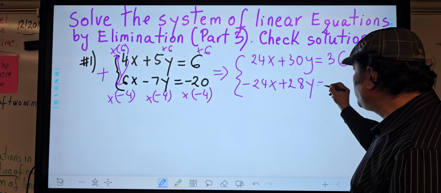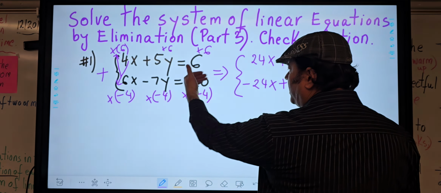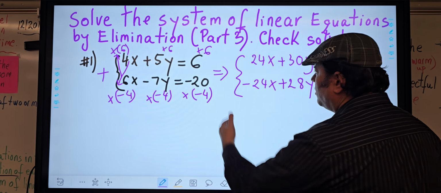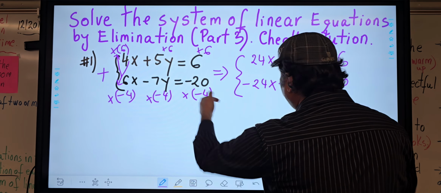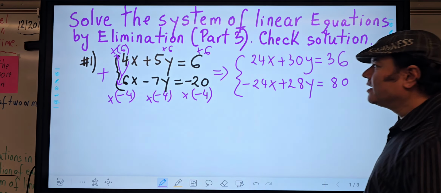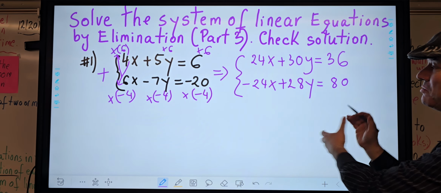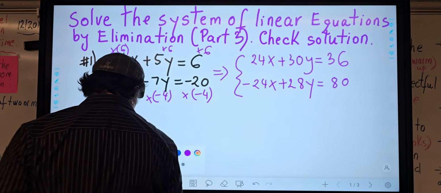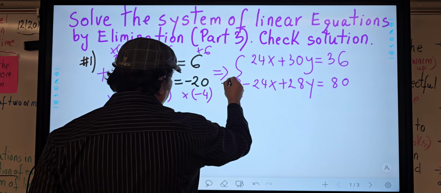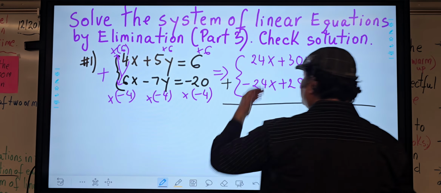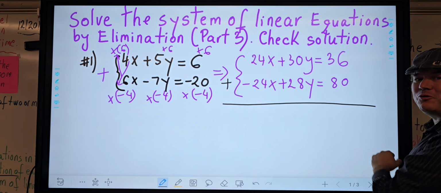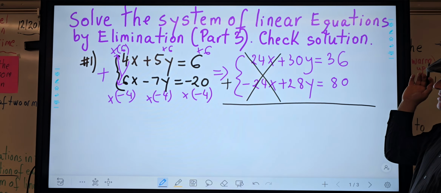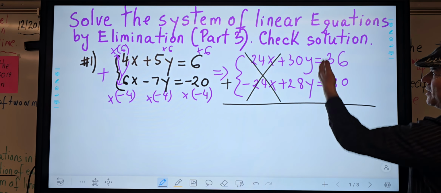And then equals negative 20 times negative 4. 4 times 0, 0. 4 times 2, 8. Positive 80. And now we have a new system of linear equations. But now, if we add the top and the bottom, we can clearly see that 24x and negative 24x cancel each other out. So we got rid of the x. Let's see what we have left over.